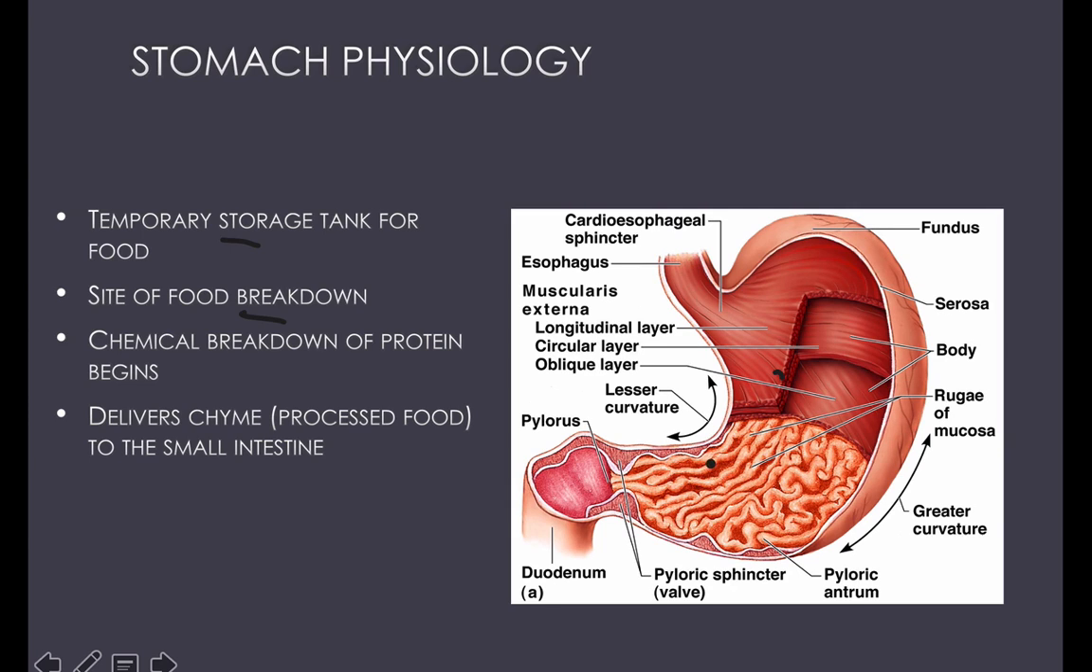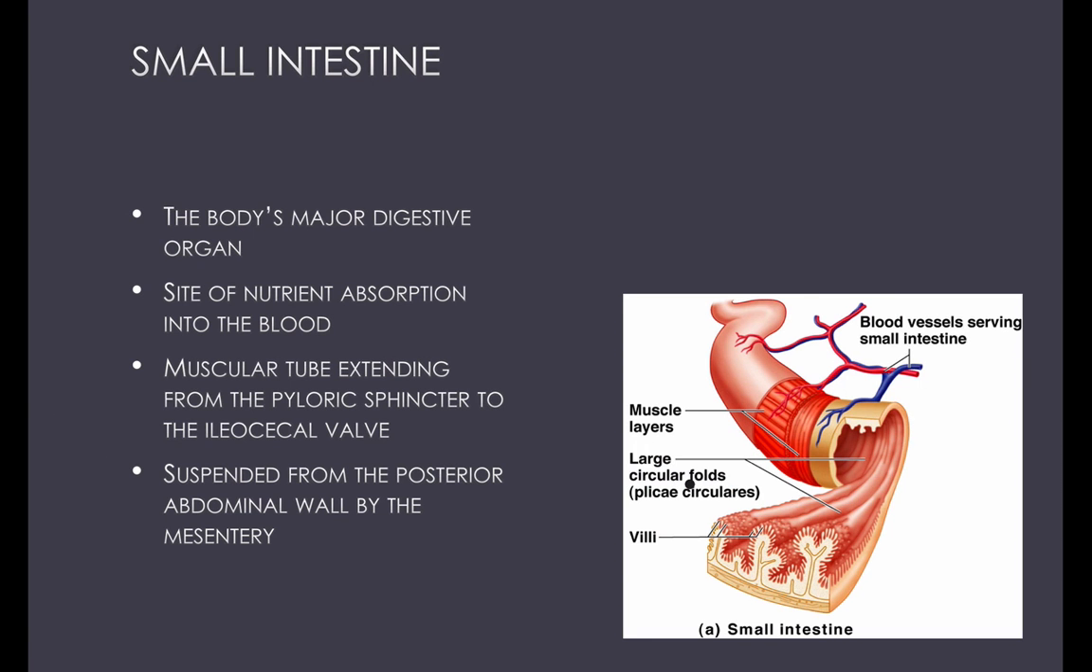So after your food is broken down into smaller pieces, the name food doesn't really apply anymore. Now it's chyme. And if you look right in here where the pylorus is, it's going to head into the duodenum, and we now call that foodstuff chyme. Then we get into the small intestine. The whole purpose of the small intestine is to absorb all of your food. The small intestine is arguably the most important digestive system organ. It's the body's major digestive organ, and it's responsible for the absorption of nutrients into the blood.